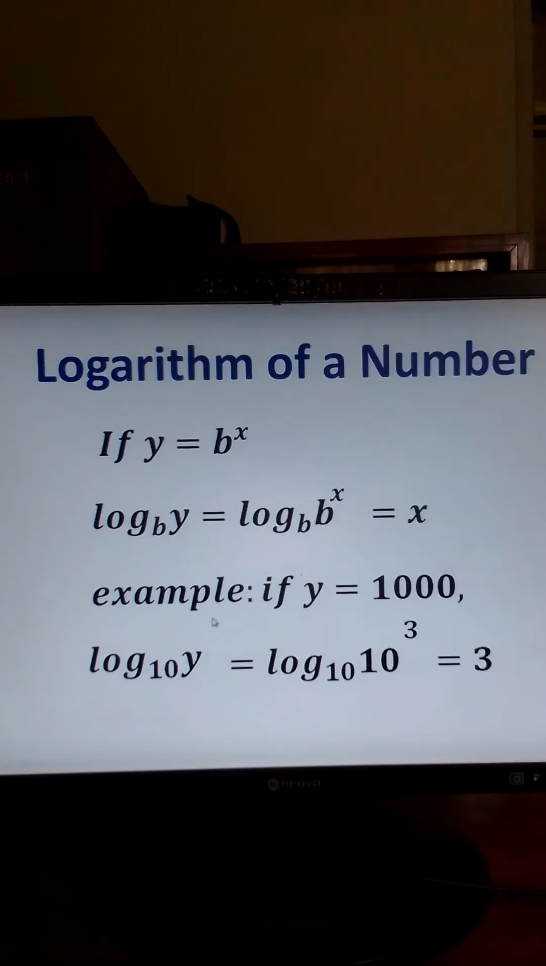For example, let's say that y is equal to 1000. We can write 1000 as 10 raised to 3. So if y is equal to 1000, then the logarithm of y to base 10 is equal to the logarithm of 1000 to base 10, or the logarithm of 10 raised to 3 to base 10, which is 3, because we multiply this power by the log of 10 to base 10, and the logarithm of 10 to base 10 is 1. So we get 3 times 1, which is 3.